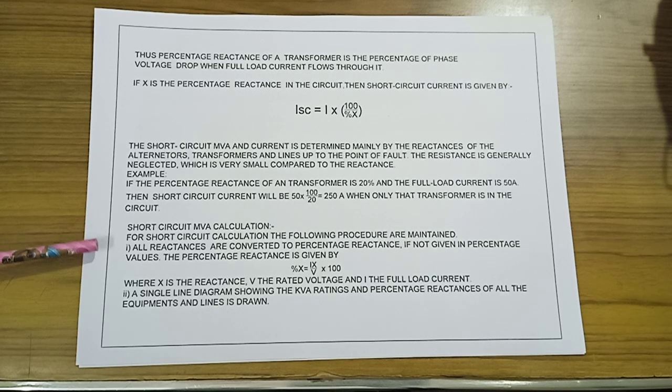Short circuit MVA calculation. For short circuit calculation, the following procedure is maintained. First, all reactances are converted into percentage reactance. If not given in percentage values, the percentage reactance is given by percentage reactance is equal to IX by V into 100, where X is the reactance, V the rated voltage and I the full load current. Second, a single line diagram showing the kVA ratings and the percentage reactances of all the equipment and lines is drawn.